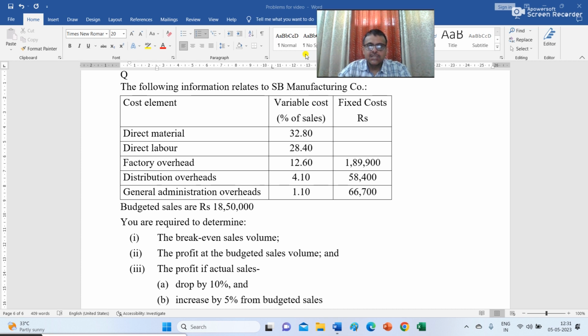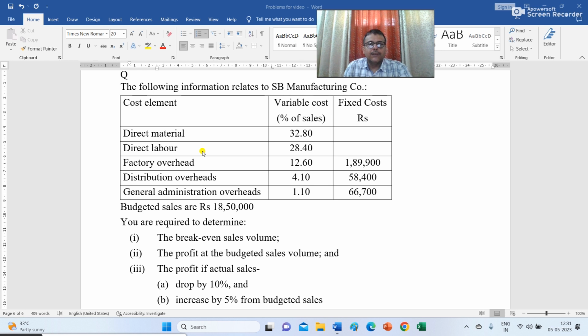Total budgeted sales are rupees 18,50,000. You are required to determine the break-even sales volume, the profit at the budgeted sales volume, and the profit if actual sales drop by 10% and increase by 5% from budgeted sales. So let me first analyze the question.